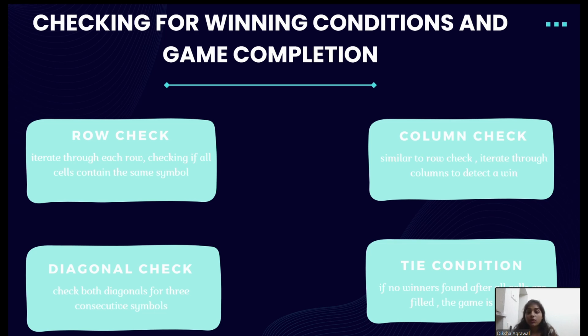For this, we just need to check each row, column, and diagonal. We iterate through each row and check whether there is any row in which all the cells have the same symbol, and we do the same with the columns and the diagonals. If the program doesn't find any row, column, or diagonal which has the same symbols, then it is a tie condition, ensuring that each and every cell is filled.